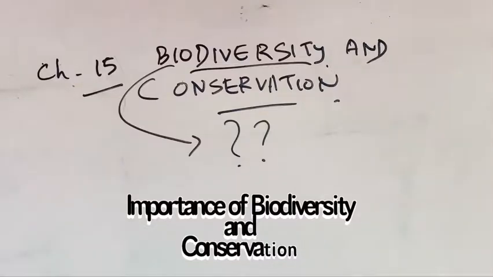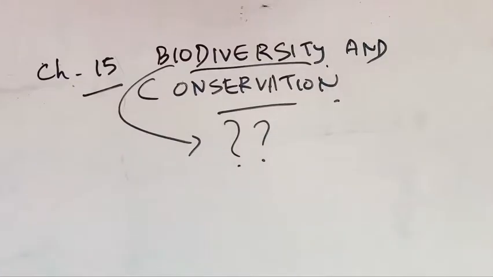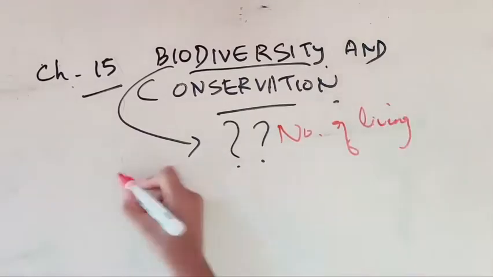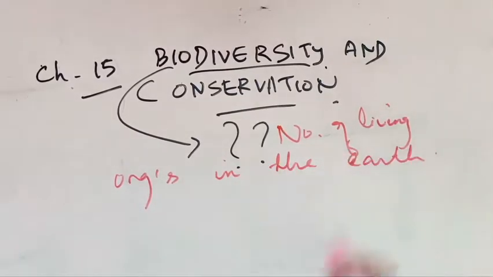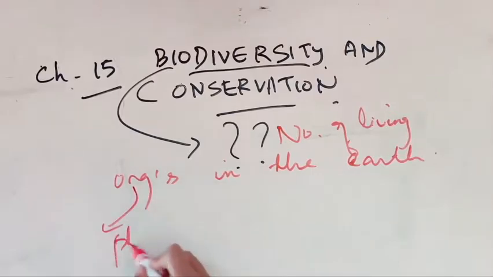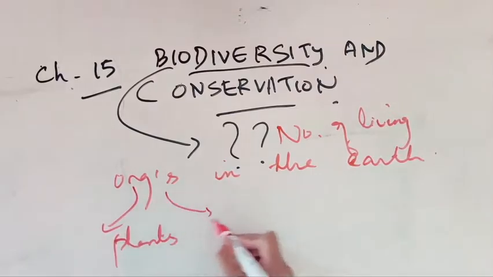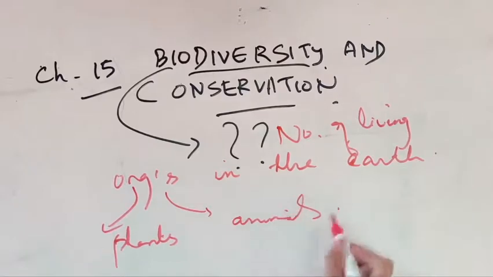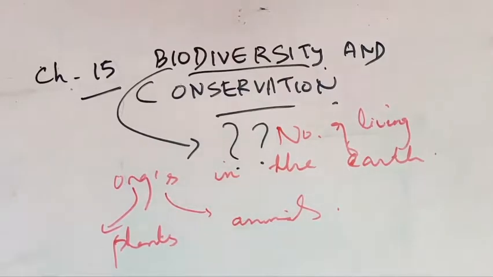In the same way, the number of living organisms can be lower organisms, it can be higher organisms, plants, animals. That is biodiversity. And then how can we learn about the number and the species, and after that, how can we conserve? That will be discussed in this chapter. And then, who gave the term biodiversity?